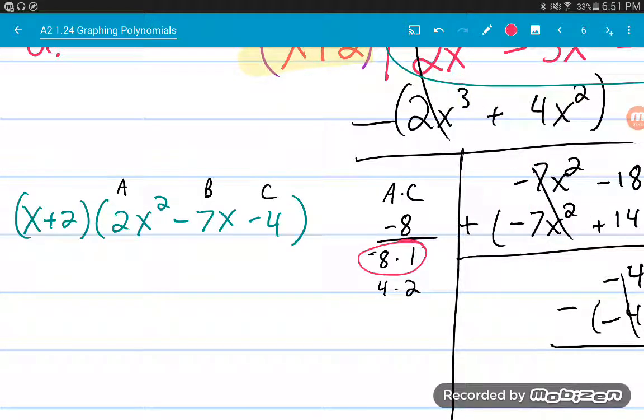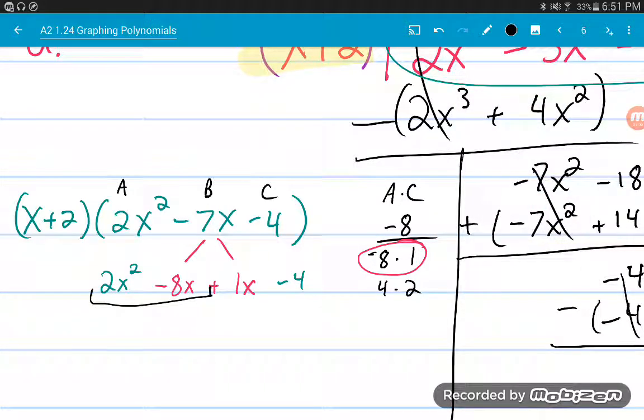So it's going to be these guys. We're going to split the negative 7x. There's a lesson on this called factor by grouping. I think it's factor by grouping 3. So it's negative 8x plus 1x. I'm going to bring down the other terms: 2x squared minus 4.